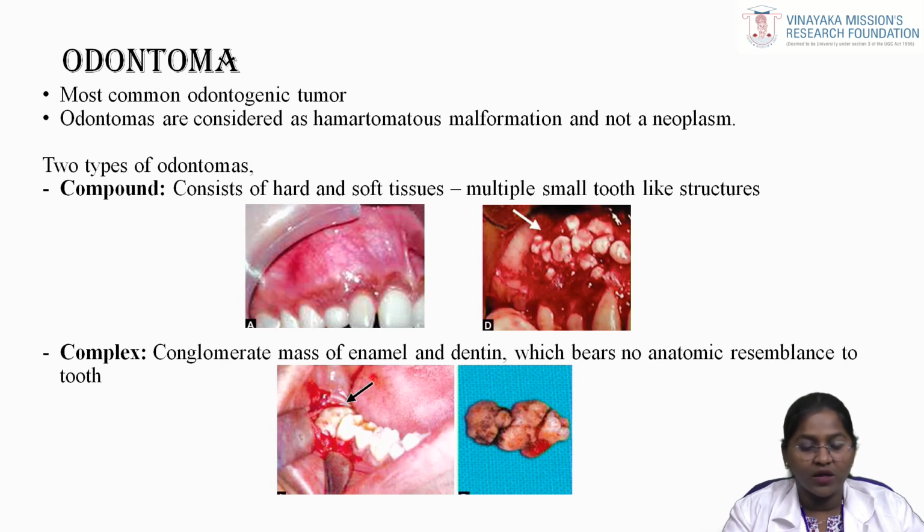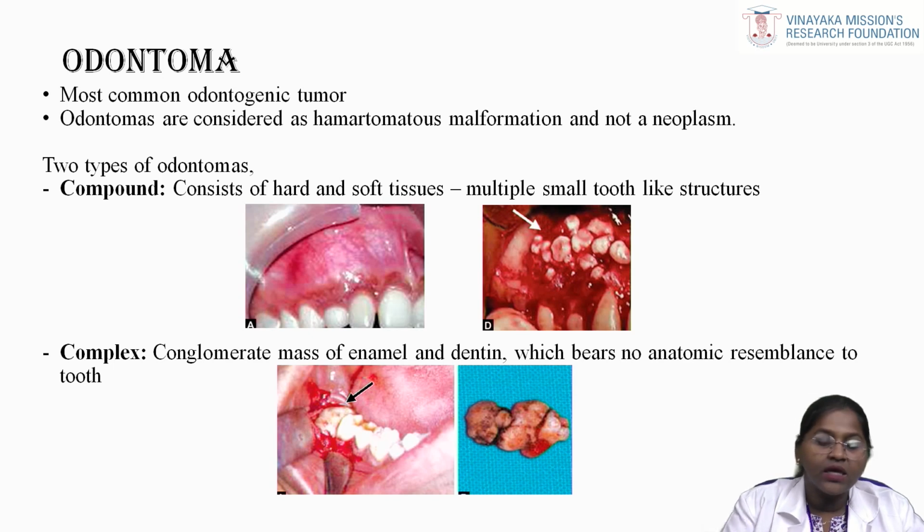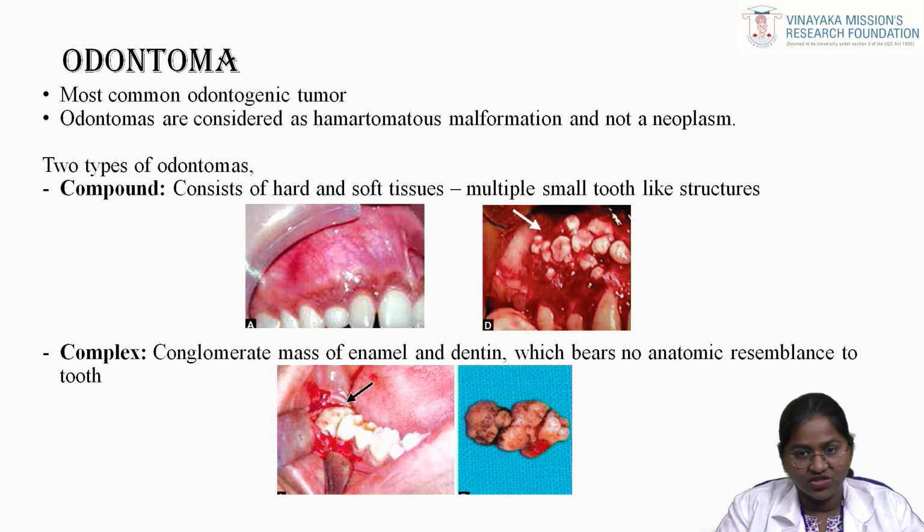Compound odontomas consist of hard and soft tissues. Multiple small tooth-like structures are seen. So you can see a swelling in the tissue, and after that you can see multiple tooth-like structures in the area. Whereas a complex odontoma is a conglomerate, that is, a single fused mass of enamel and dentine which bears no anatomic resemblance to a tooth. Whereas a compound odontoma has everything like normal teeth: enamel, dentine and pulp.